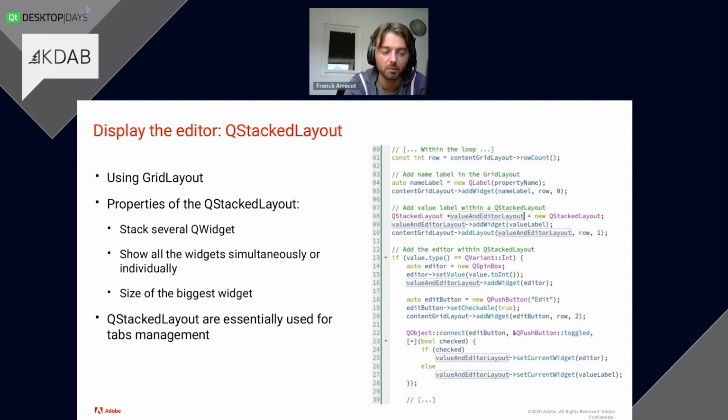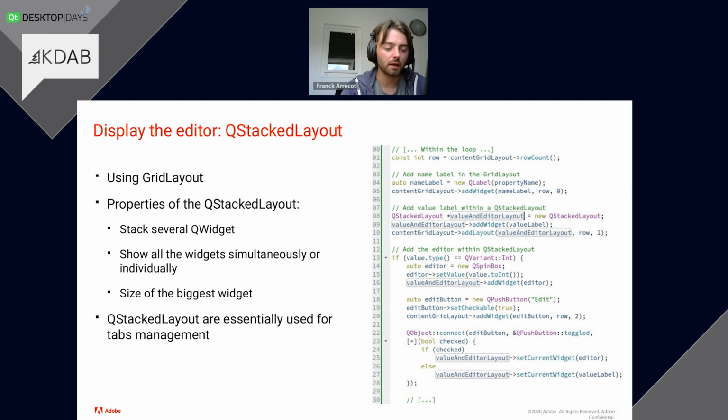Then we have the button logic that is the same as before. But now the dynamic aspect of the code has changed a little. Before, we used setVisible false and true on the widgets within the layout. Now we have a proper API to do that, which is the value and editor layout's setCurrentWidget. This defines which widget will be displayed, and the rest will not be displayed.